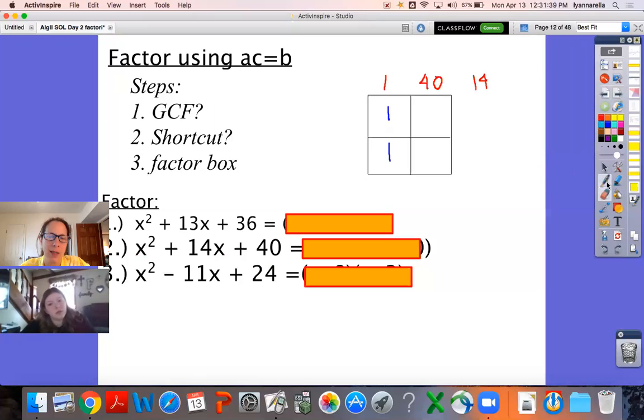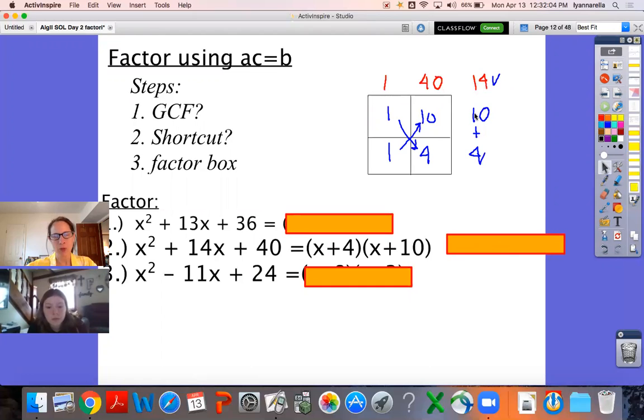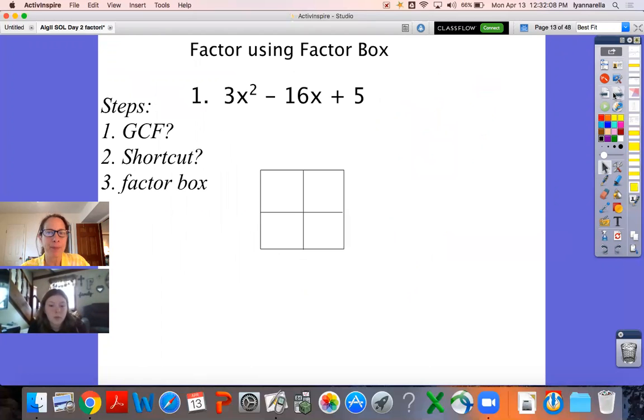40, 10 and 4. 10 and 4, good. So 1 times 10 is 10, and 1 times 4 is 4. 10 times 4 is 40. So that gives us everything we need, because 10 plus 4 is 14. So once you've done the check, you can say, okay, so my factors are 1x plus 4 and 1x plus 10, or just x plus 4 and x plus 10. Okay, so that was factor boxes. Keep those in mind, because we're going to need to do those for our homework today.